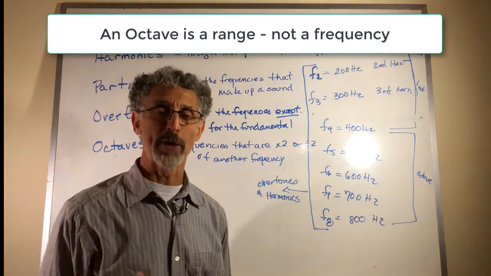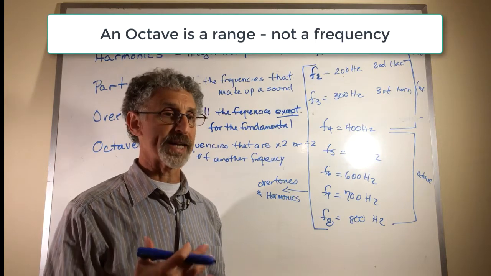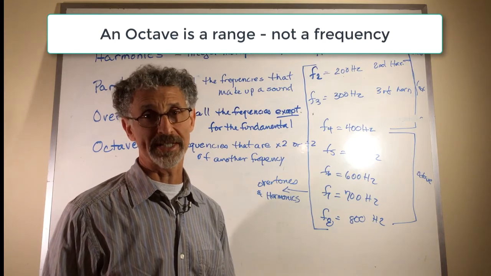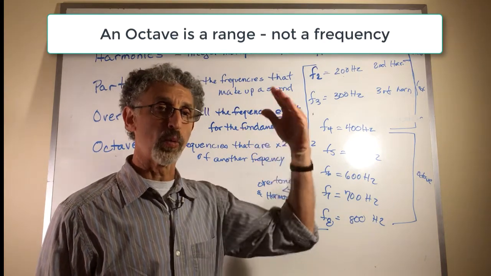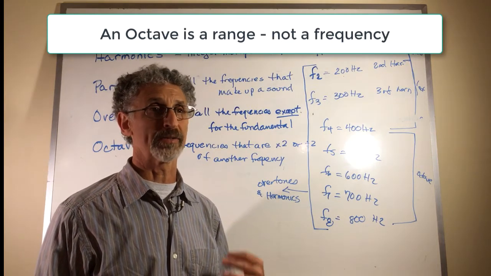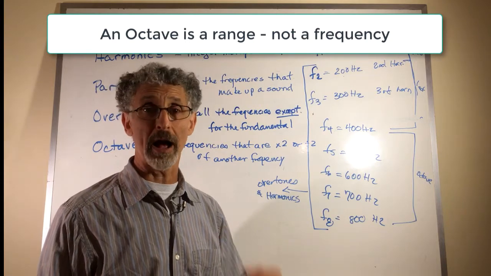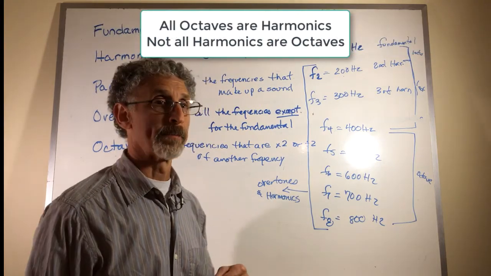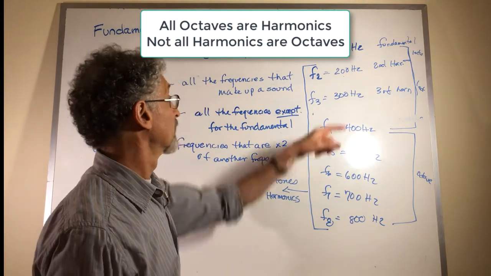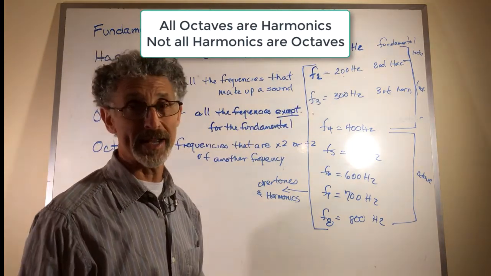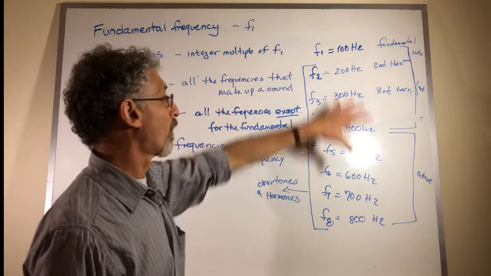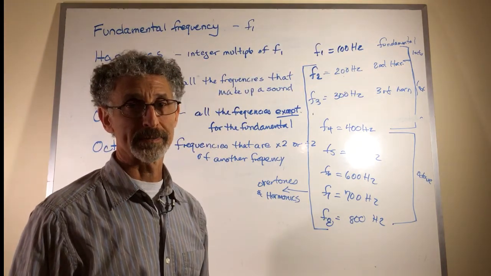An octave is a range, not a frequency. So we can't say 800 hertz is an octave. 400 to 800 hertz is an octave. 200 to 100 is an octave. But a certain frequency is not an octave. It would be an octave above or an octave below. Octaves are harmonics, but not all harmonics are octaves. So 300 hertz is not an octave. It is a harmonic. It is an overtone. All of these frequencies are partials.